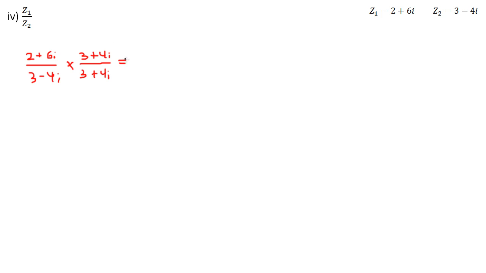So at the top we get 2 times 3, 6, 2 times 4i plus 8i, 6i times 3 plus 18i, and then we do 6i times 4i, which is plus 24i squared. Now this is the top bit. Bottom base, 3 times 3, 9. 3 times 4i is 12i.